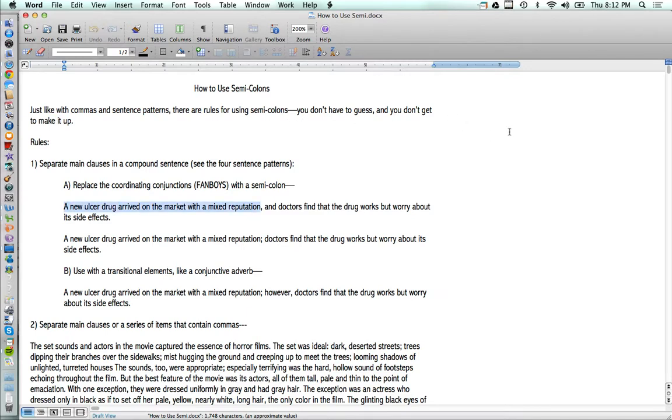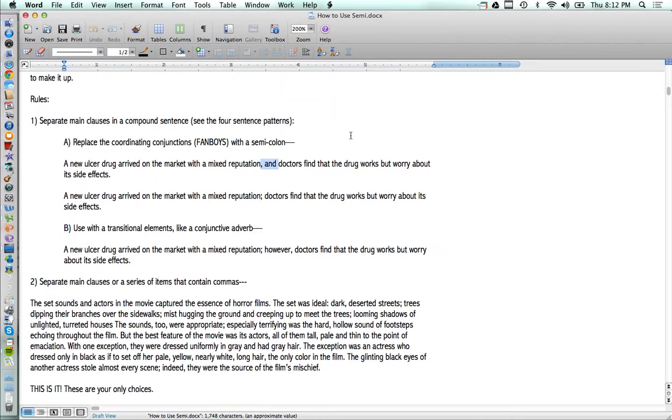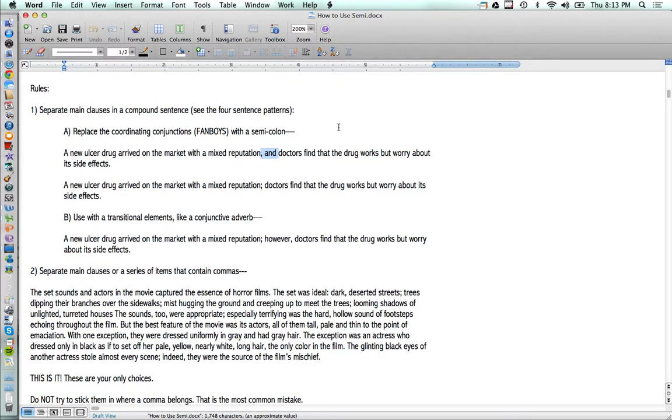But in the English language, we have sentence patterns where we want to add on an idea to further develop that idea. Comma, and doctors find that the drug works but worry about its side effects. So that is the second clause. Again, these could be separate sentences on their own with a period in between them. However, in this case, in a compound sentence, you put in one of the coordinating conjunctions. But there is a different way to approach it, and that is to use a semicolon.